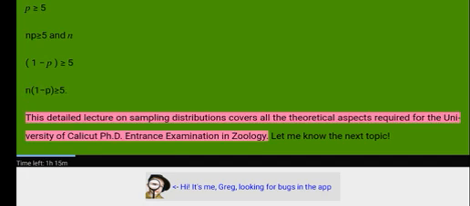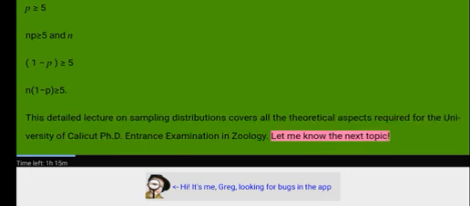This detailed lecture on sampling distributions covers all the theoretical aspects required for the University of Calicut PhD entrance examination in zoology. Let me know the next topic.